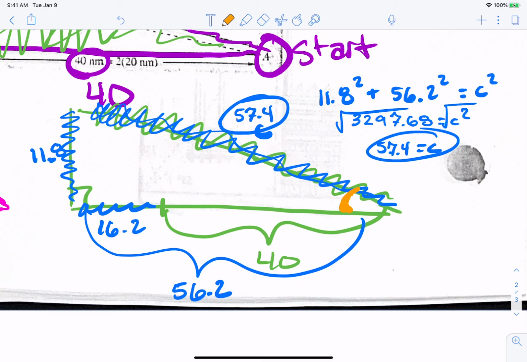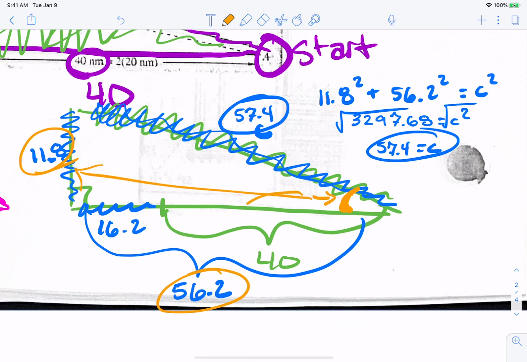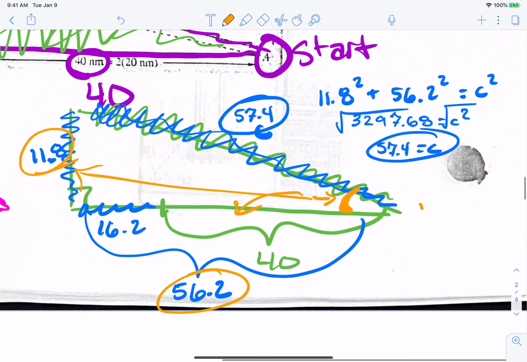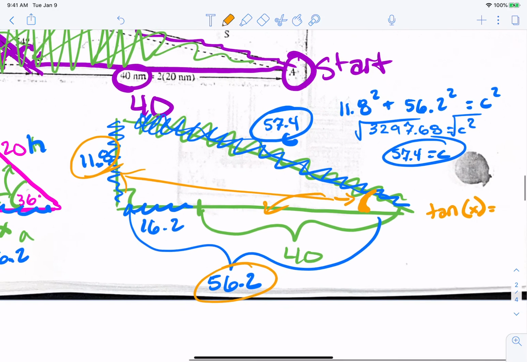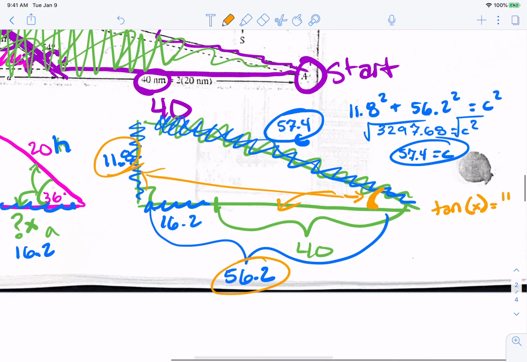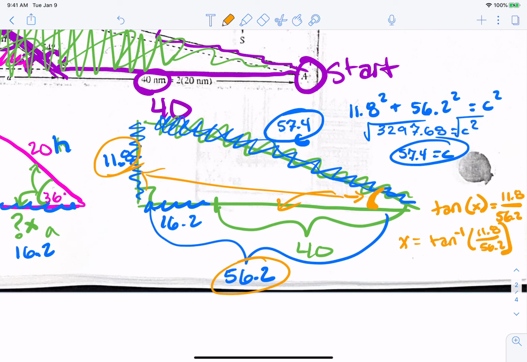Okay, now we want to find this angle. I'm going to use the 11.8 and the 56.2. So we have the opposite and the adjacent. So tangent. Tangent of x, we'll call it. Opposite is 11.8. Adjacent is 56.2. So we're going to do inverse tangent to get that x out of there. Inverse tangent of 11.8 divided by 56.2.